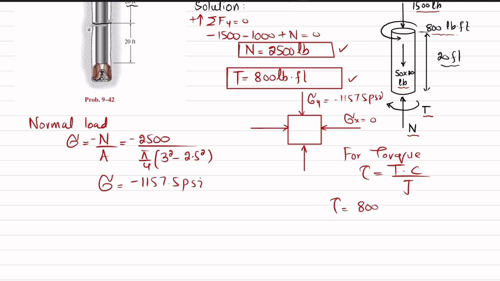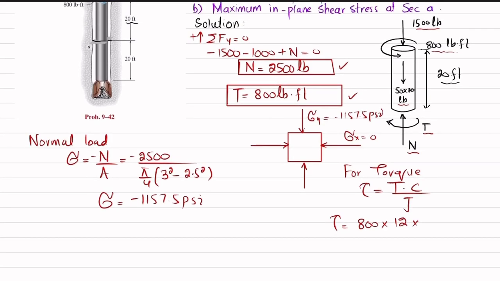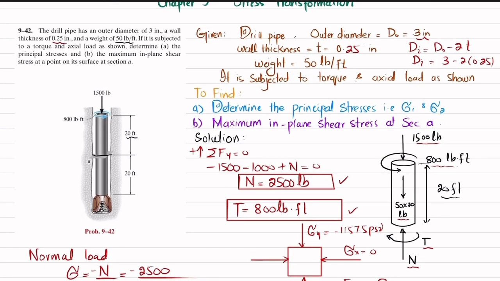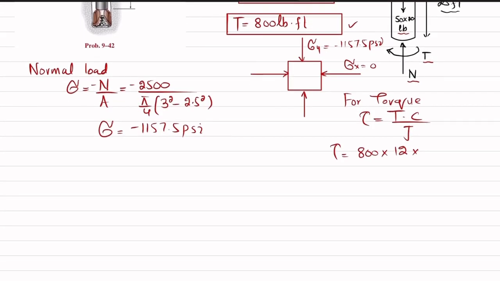So for shear stress we will calculate shear stress, and this shear stress is equal to torque, which is equal to 800 pound into feet. For converting it into inch we will multiply it with 12. So it will be 800 multiply by 12, and the unit will be pound into inch. Multiply by C. C is the radius. So maximum diameter is 3, so radius will be equal to 1.5. So I will multiply it with 1.5. Divide by J. J is the polar moment of inertia.